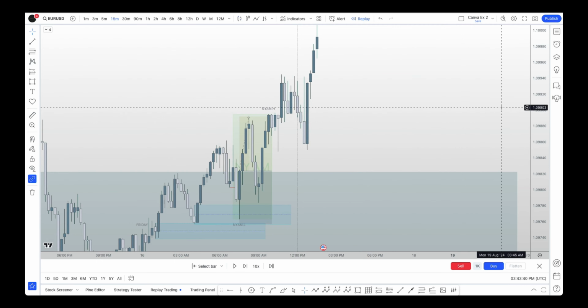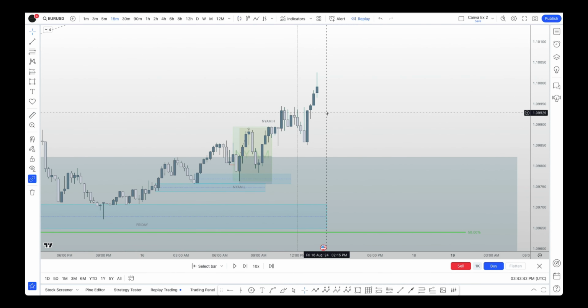Now, a few things. Yes, you can trade with this strategy during news, but it will affect your win rate significantly if you're not ready.